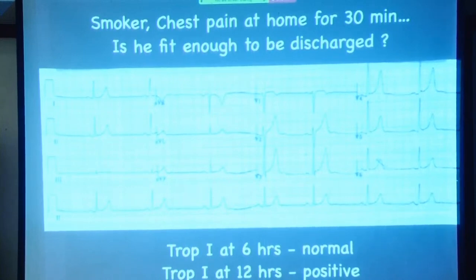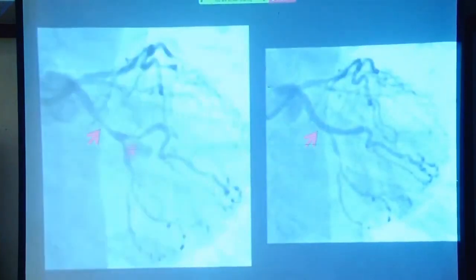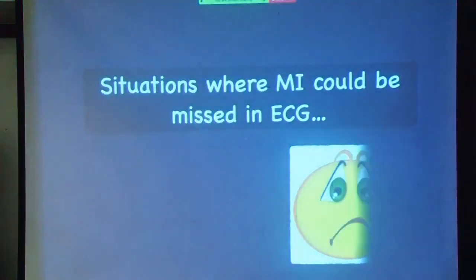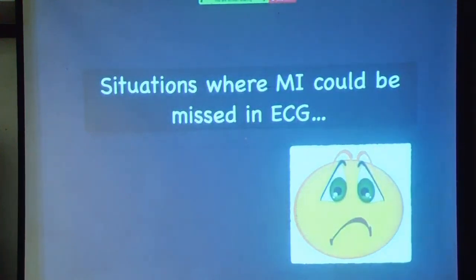Now, this particular patient, despite the ECG being normal and not having chest pain, had a repeat troponin at the end of 12 hours. It turned out to be positive, and when an angiography was done, you could see that this is the circumflex artery. There is a tight stenosis in the circumflex artery, and he underwent angioplasty for the same. Well, what are the situations where myocardial infarction could be missed in the electrocardiogram?